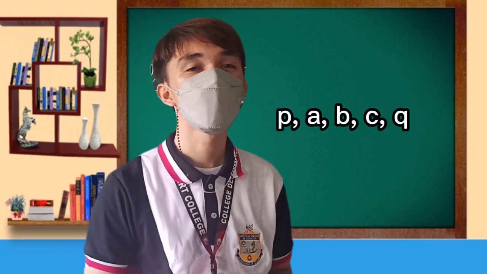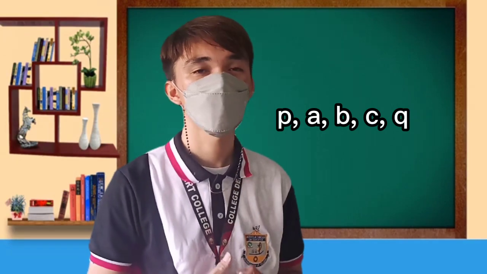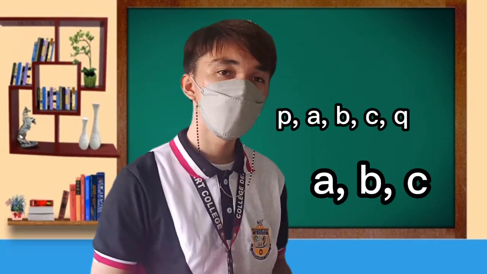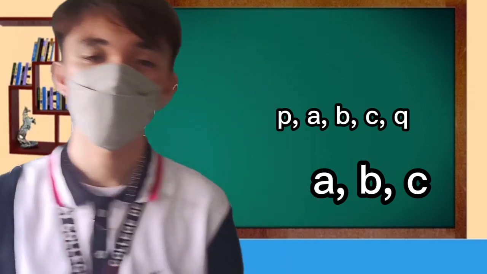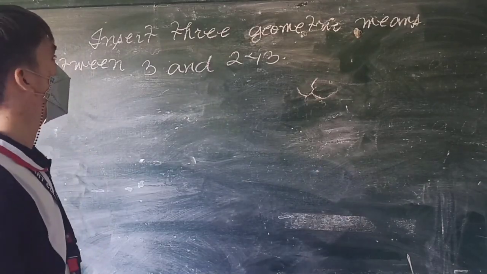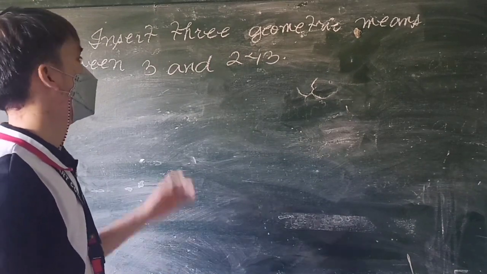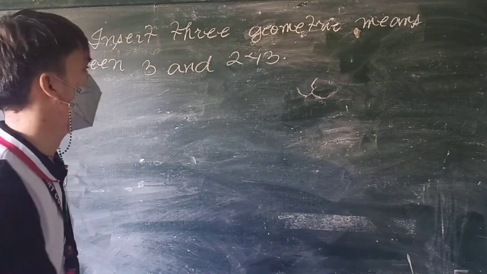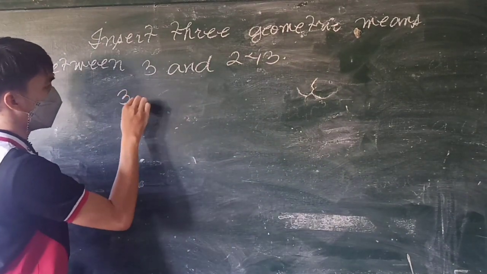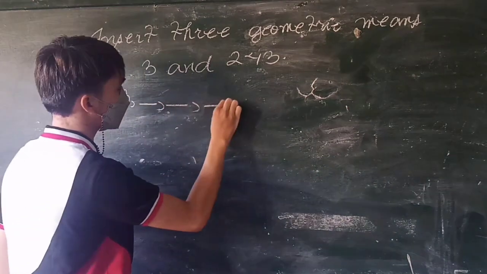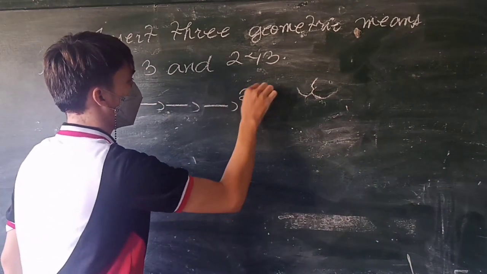How to find geometric means? Suppose we are given that P, A, B, C, Q form a geometric sequence. We say that A, B, and C are the three geometric means between P and Q. For example, we have: insert 3 geometric means between 3 and 243. So we are going to insert 3 geometric means between these two terms.